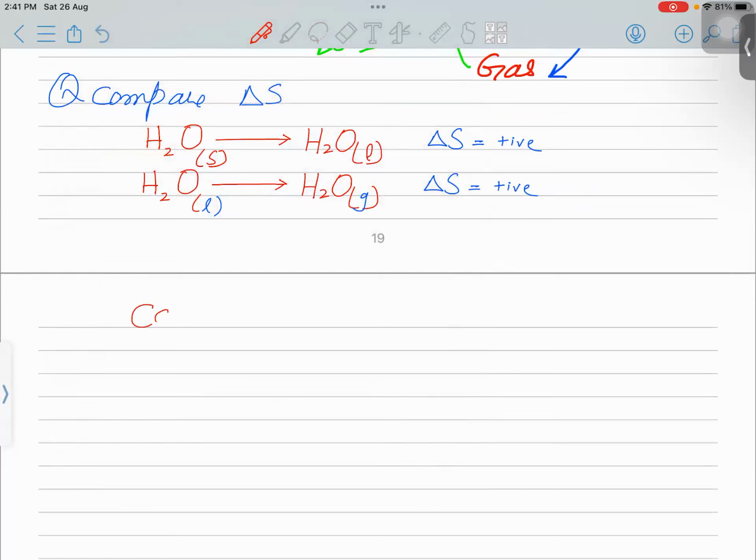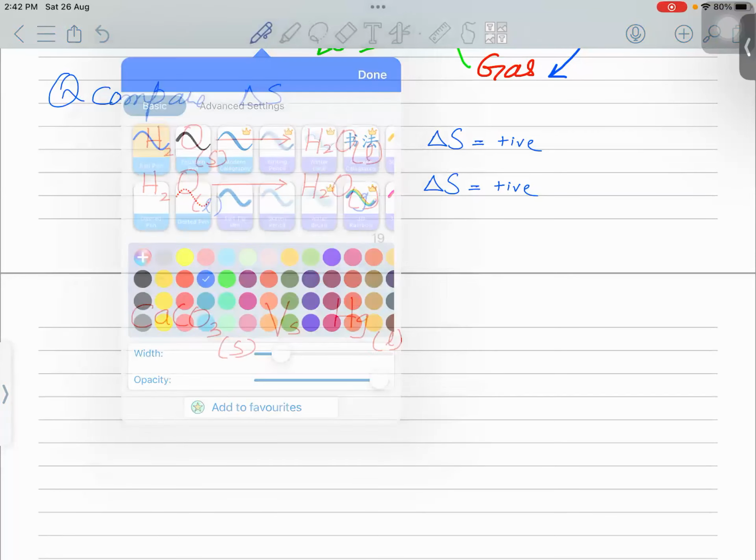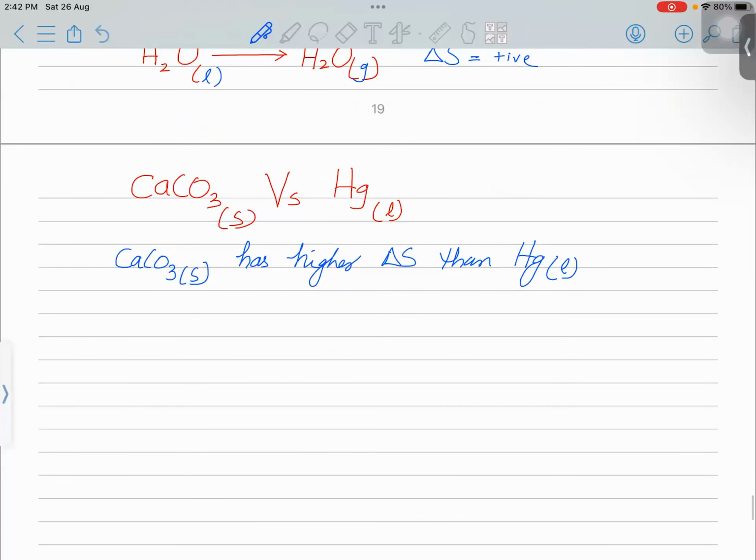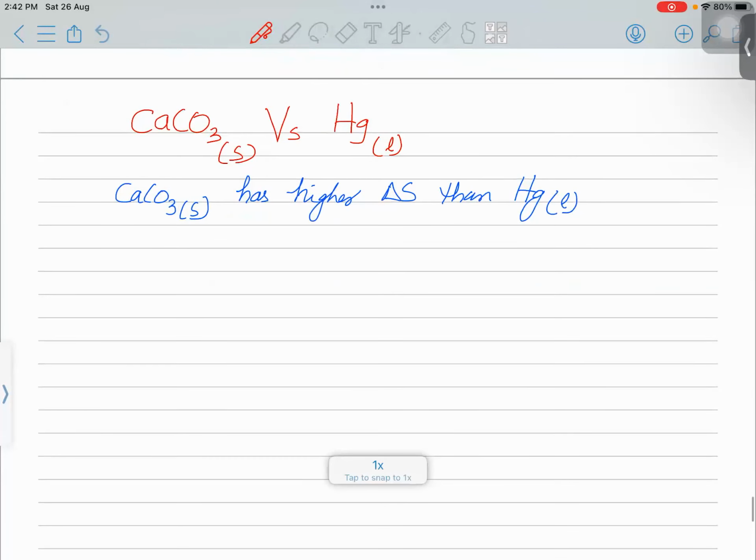Number 3. Calcium carbonate solid versus mercury liquid. Which one has more entropy? Mercury liquid? Your answer is wrong. Calcium carbonate is an exception, it has higher entropy than mercury. Mercury is liquid, but it has very, very low entropy. That's why calcium carbonate has higher entropy than mercury.